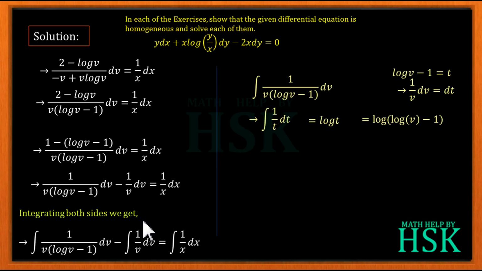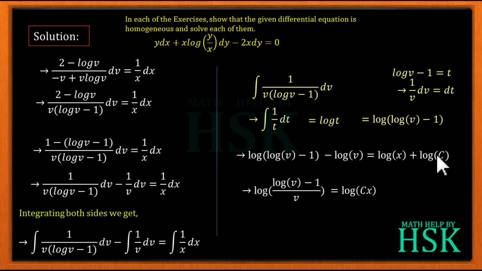So I'm going to place this value here, and the integration of 1 upon v dv is equal to log v, and this will be equal to log x. So I get the expression like this. I've placed an integral constant as log c because all the terms were in log. Now I'm going to combine these two terms and these two terms to obtain log of (log v minus 1) upon v, and this as log of cx. So I can write (log v minus 1) upon v is equal to cx.